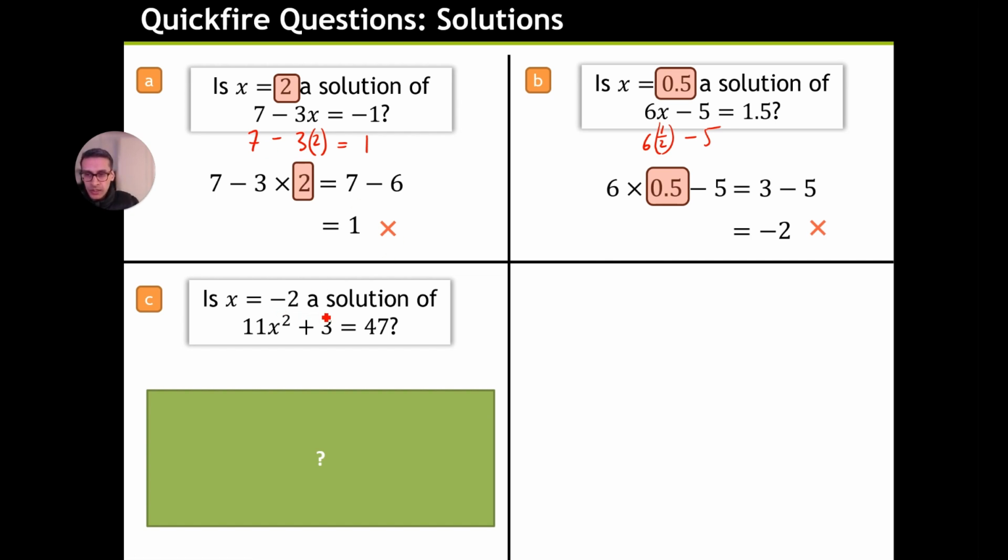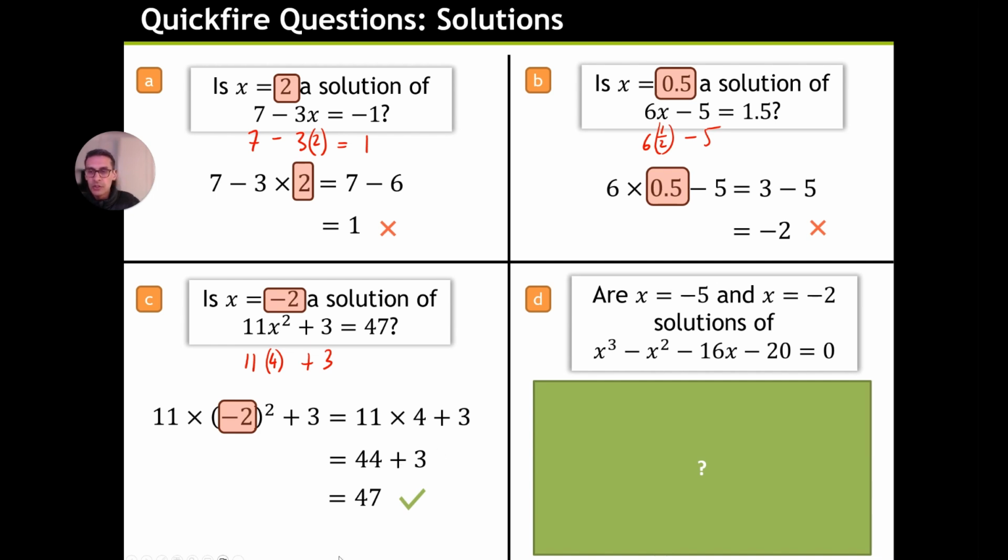How about x equals -2 in this equation here? So if we substitute that in, you're going to get 11 times -2 squared. So that's going to be 4 plus 3. 11 times 4, 44, plus 3 is going to give you 47. So we can see that is a solution. And then we've got the final question. Pause the video and have a go.